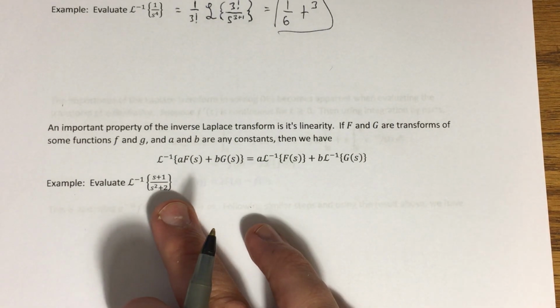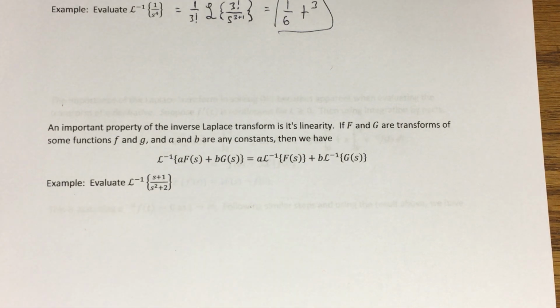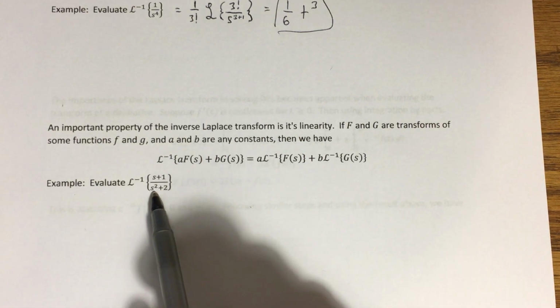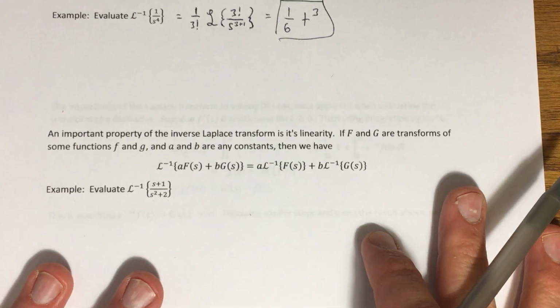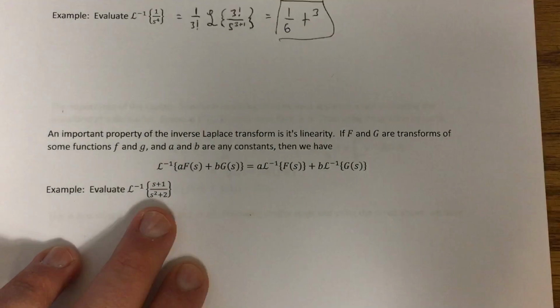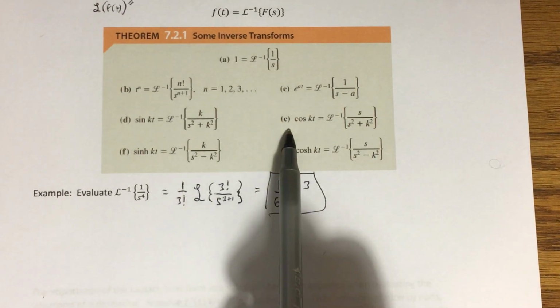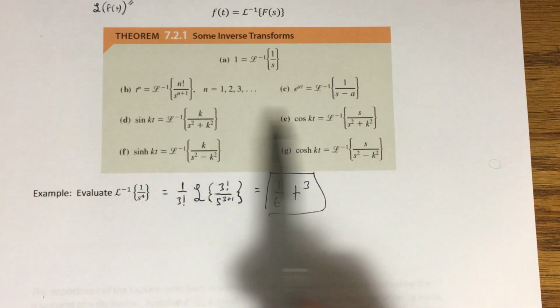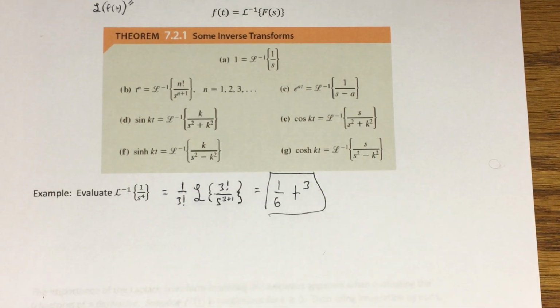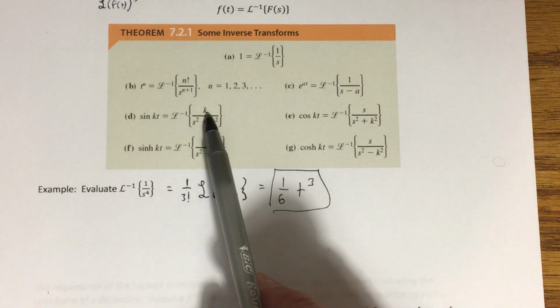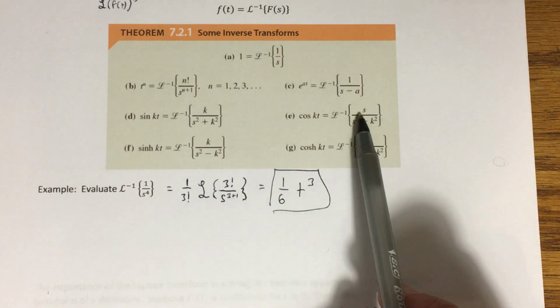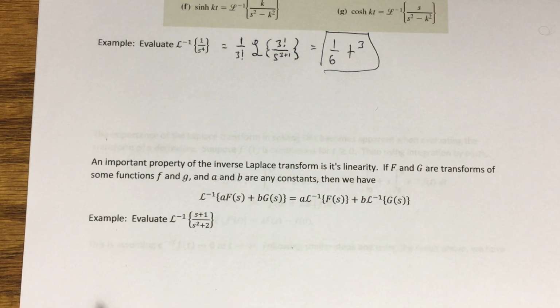Let's try another one. So in this case, the function looks a little bit more complicated, but notice my denominator looks like s squared plus 2. Now that, if I just focus on the denominator, resembles d and e. Both of the denominators have s squared plus something else squared in it. So the problem, though, is the numerator only has a constant here and only has an s here. I have both of those things appearing in my numerator here.